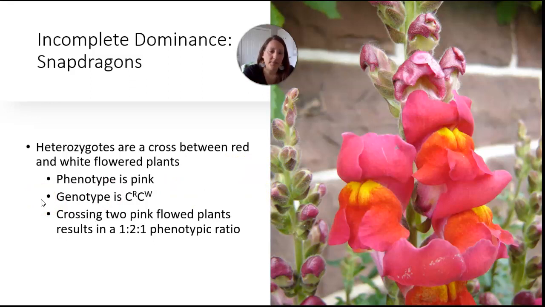It's the same phenotype here for this other flower. In snapdragons, we use a different representation for alleles. In snapdragons, we use CR and CW, so color red, color white. So a red flower producing snapdragon plant would be CR, CR. A white flowered plant would be CW, CW. And a pink flowered plant would be CR, CW.